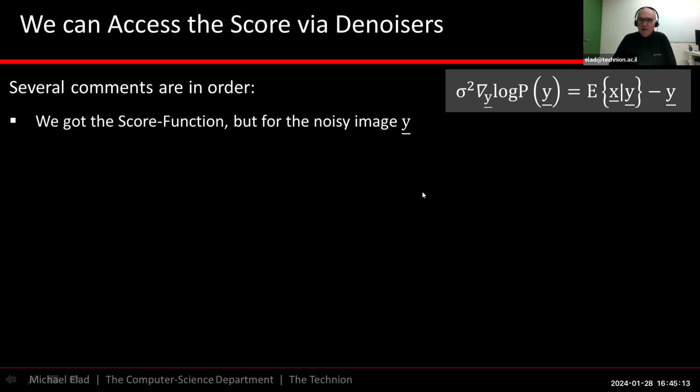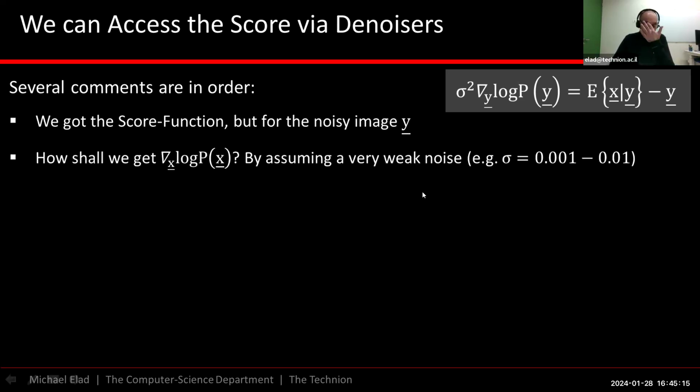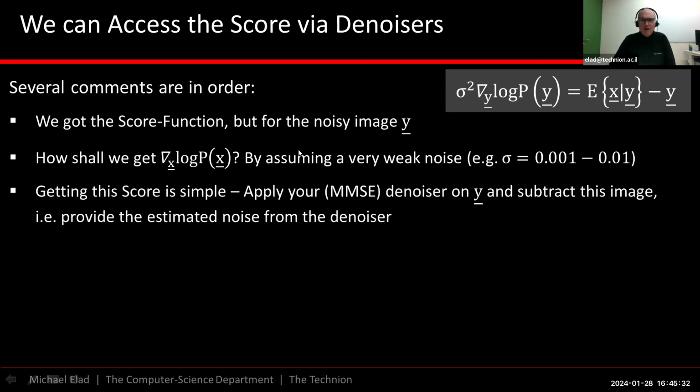What about clean images? The sad news is, we cannot compute the score for clean images, but actually we don't really care, for reasons that will be clear later on. So we will always assume that our images are slightly noisy at least. And so with a little sigma and beyond, we are okay. We can compute the score. Okay, lovely. And how do you do it? Plug in your MMSE denoiser, apply it on the image y, subtract from the image, and get a residual. This residual is basically the minus of the noise that you estimated.